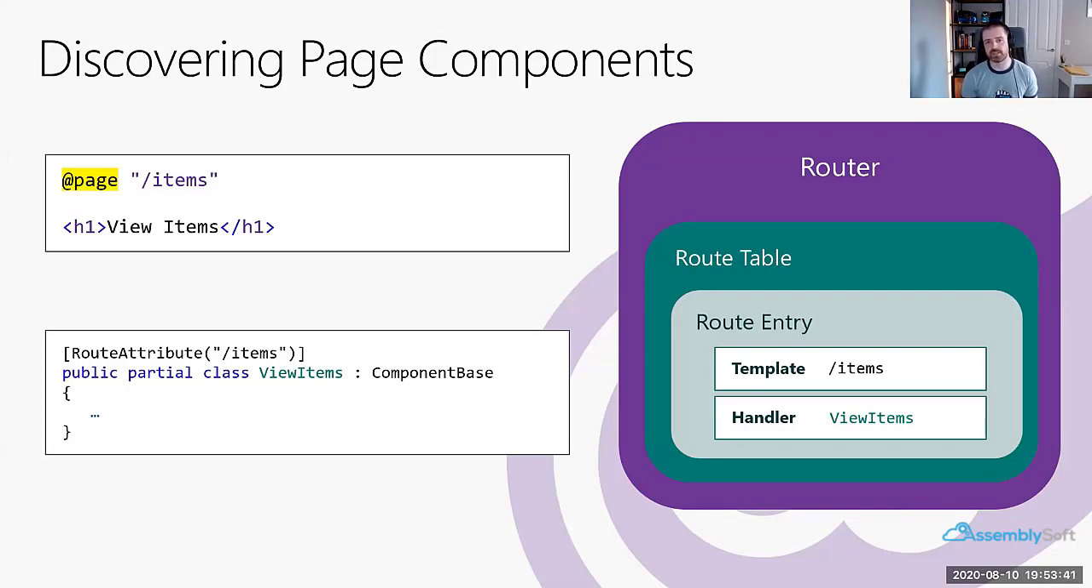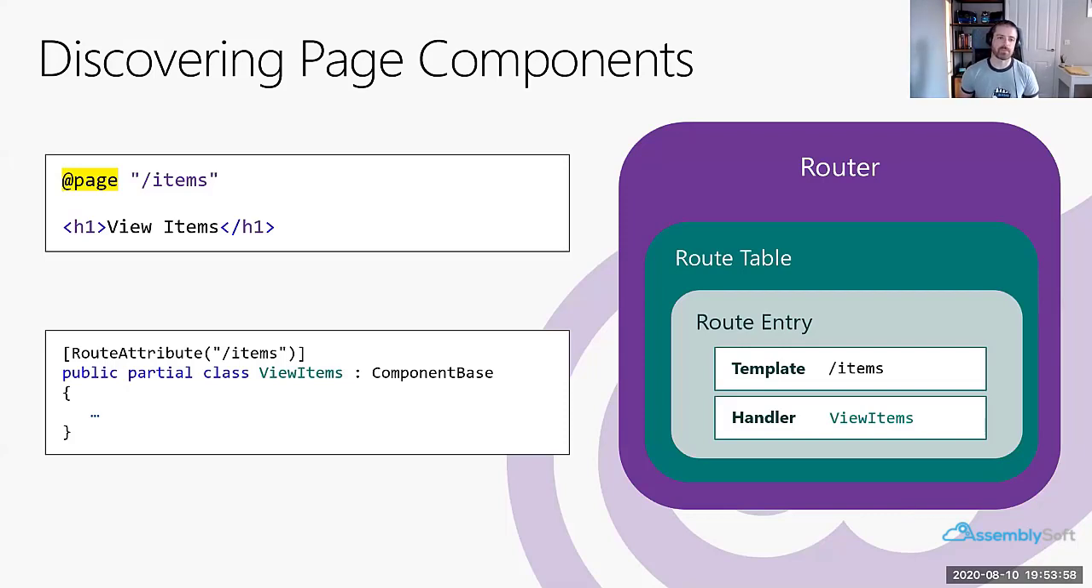Now, it does store some other bits and bobs on here, but they're very, very nitty-gritty details that you don't really need to care about. It's just for people like me who go wading through source code. But yeah, so that's the key points that you really need to understand about how the router finds page components.